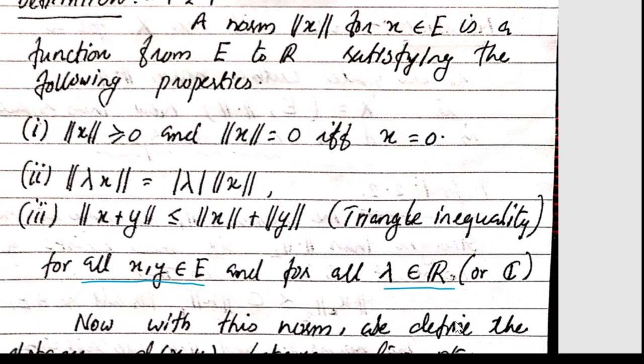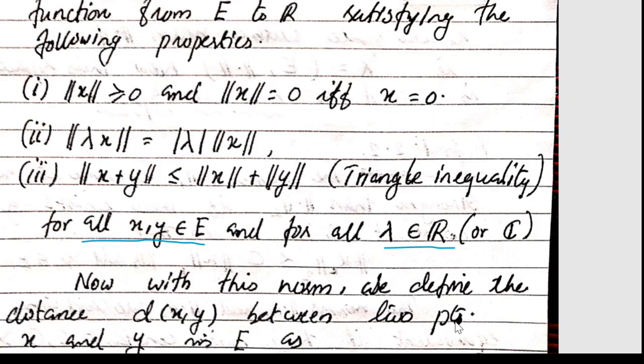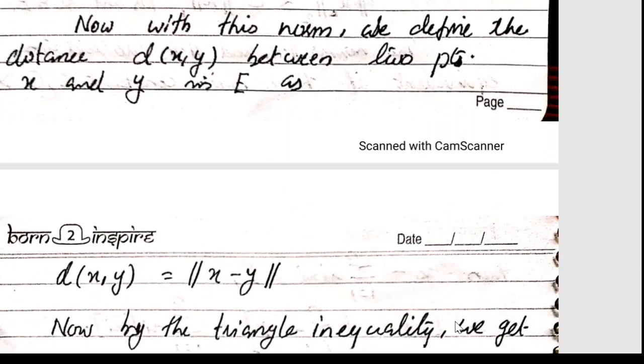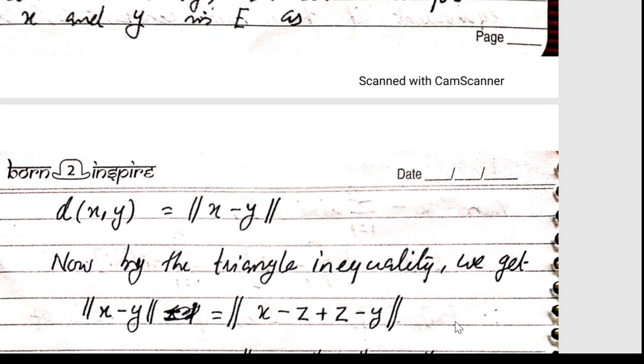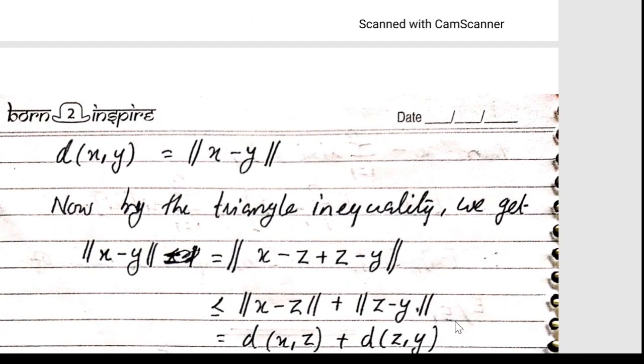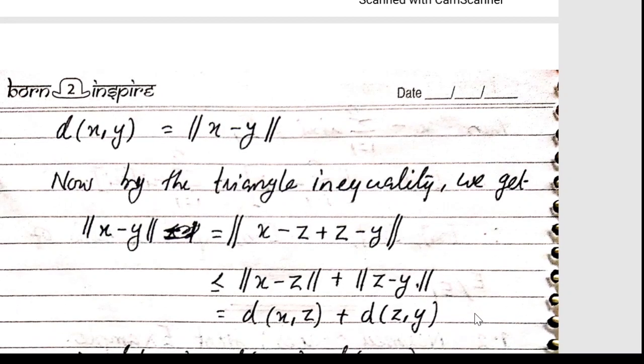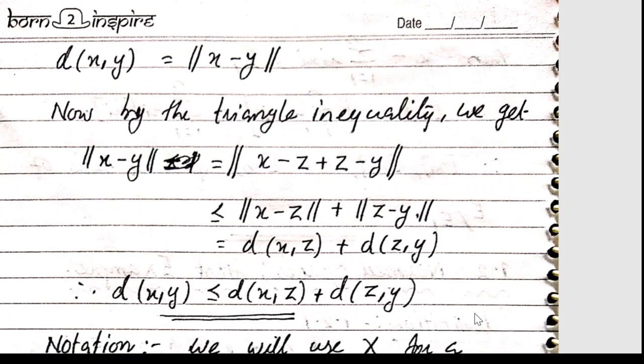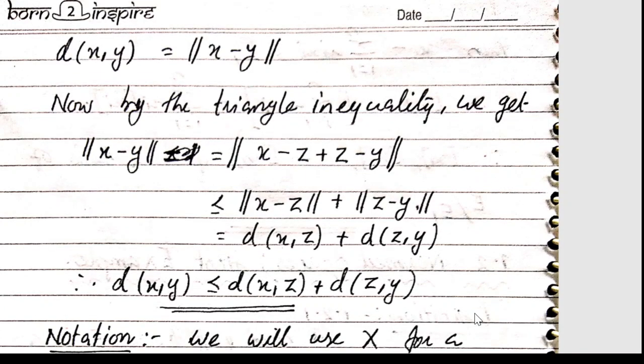Now with this norm, we define distance between 2 points x and y. That is d(x,y) we will define as norm of x minus y. Now by the triangle inequality we will get norm of x minus y can be written as norm of x minus z plus z minus y. Now we can split the norm by using triangle inequality. Therefore, d(x,y) is less than or equal to d(x,z) plus d(z,y).